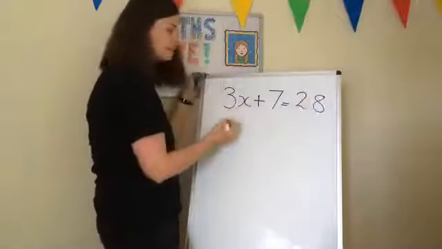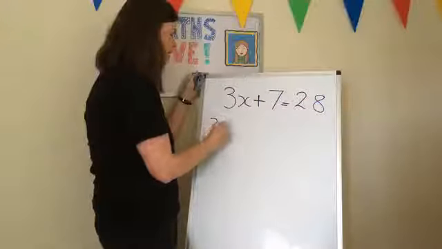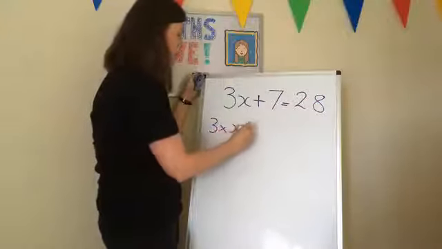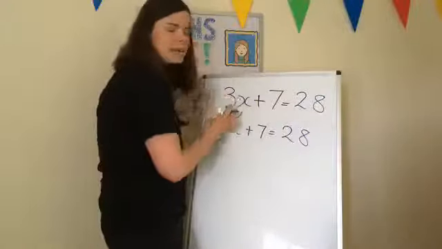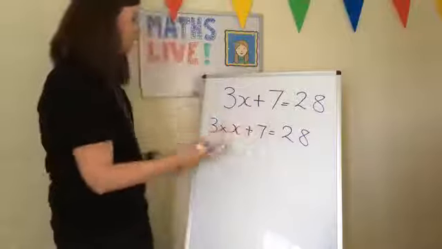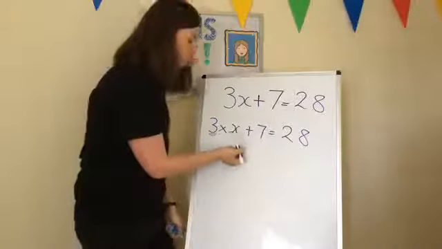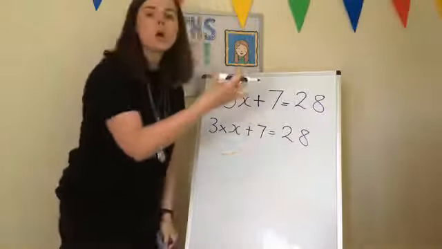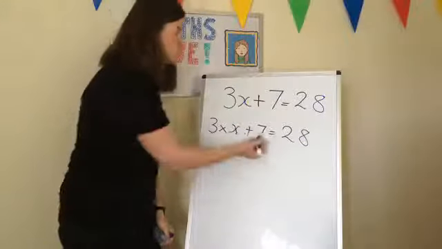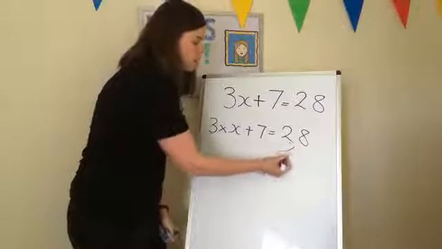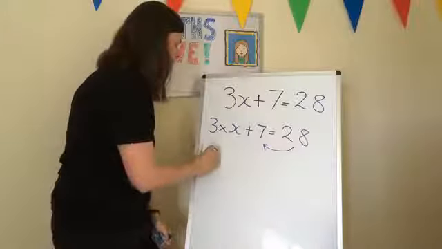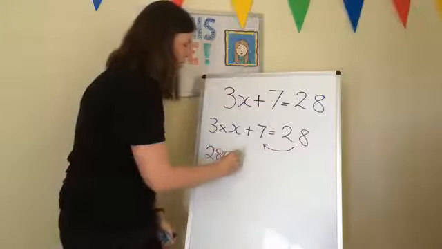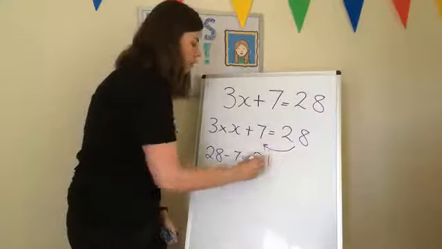Now that means 3 times x plus 7 is 28. I'm just making it longer for you to see. So it means 3 times something plus 7 is 28. We work backwards. So we'll go from our 28 and we'll go backwards. So rather than adding 7, we'll subtract 7. So 28 take away 7 is 21.